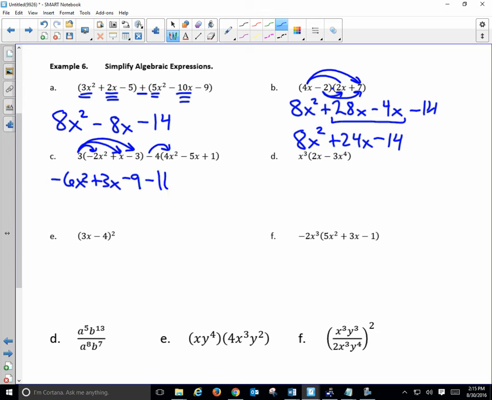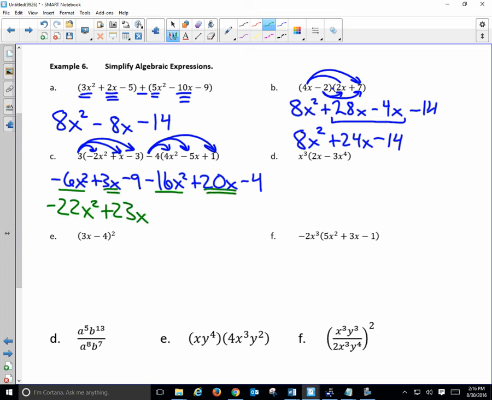I get minus 16x squared. And what's negative 4 times negative 5x? Positive 20x. And then negative 4 times positive 1, negative 4. Am I done? No. What do I have to do? Combine like terms. Negative 6x squared and negative 16x squared makes negative 22x squared. 3x and 20x makes 23x. Negative 9 and negative 4, negative 13.